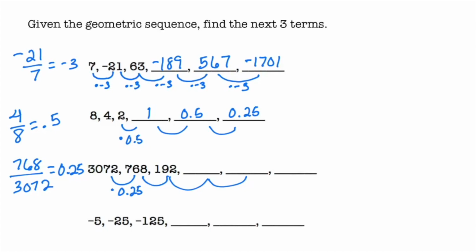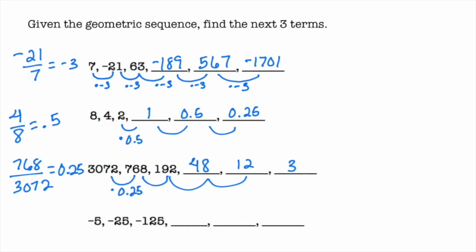So the next one, 768 divided by 3072 is 0.25. So if you're multiplying by 0.25 to get the other numbers, 0.25 is 1/4, so it's the same thing as dividing by 4. So 192 times 0.25, or 192 divided by 4, is 48. Then 0.25 times 48 would be 12, and 12 times 0.25 is 3. So the next three numbers would be that.